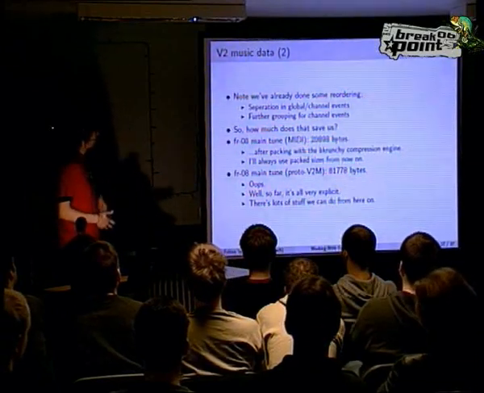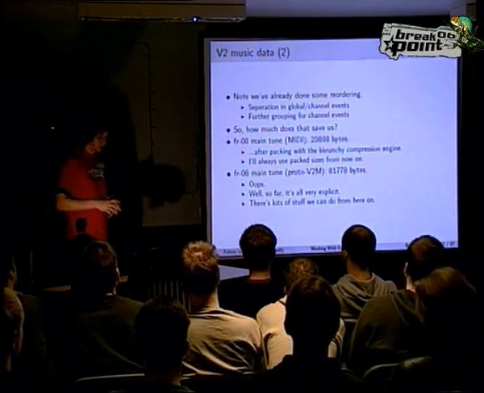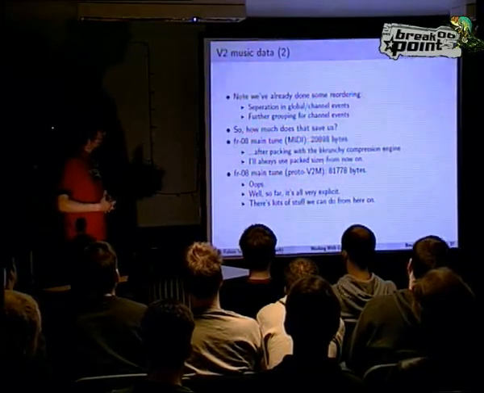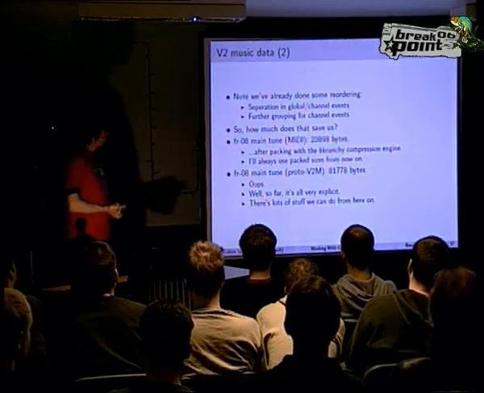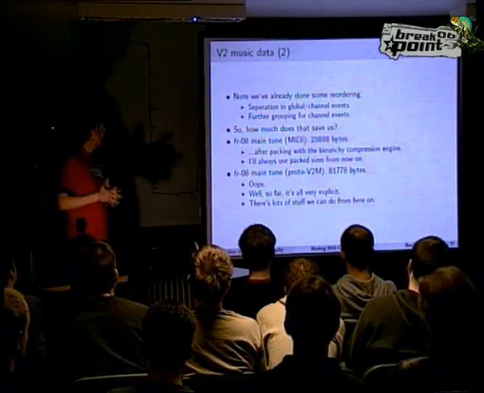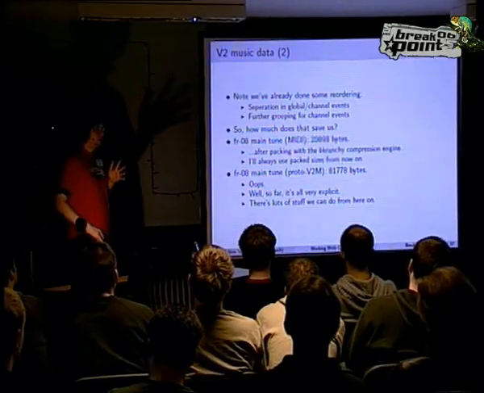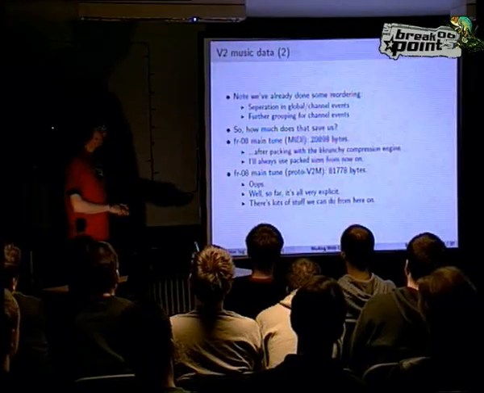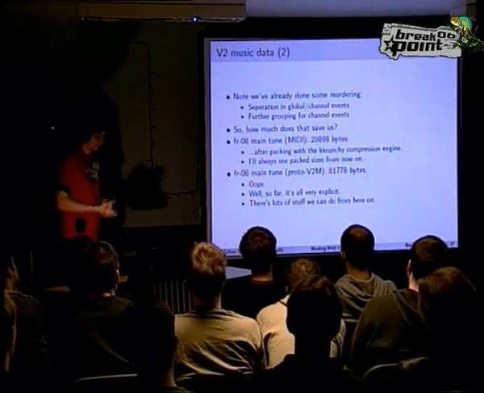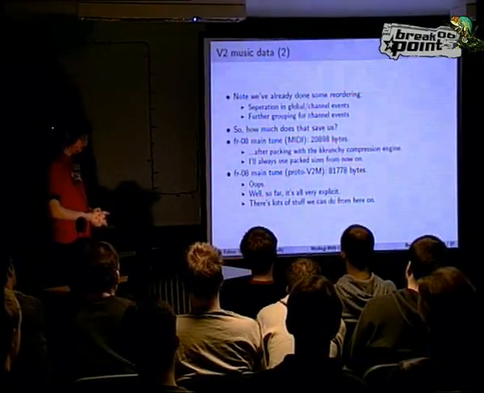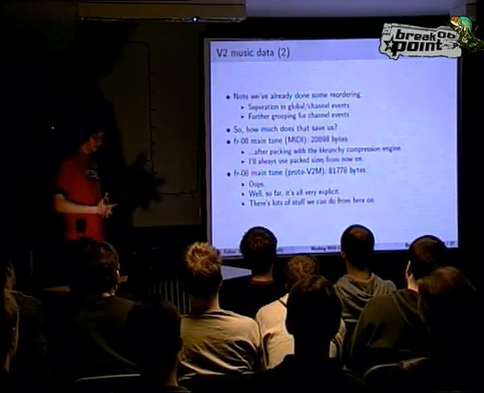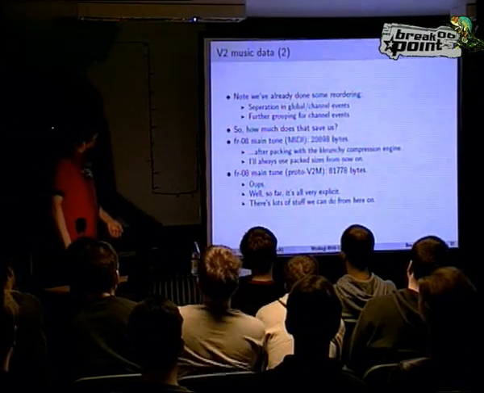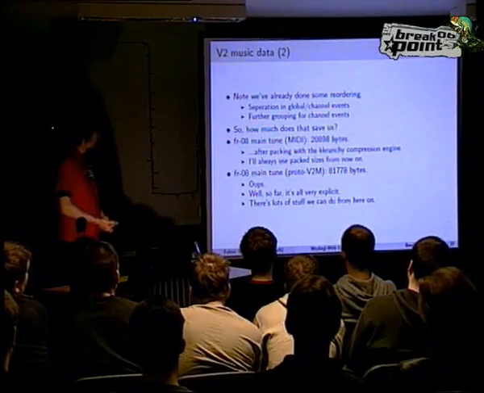The question would be how much it saves us. For the FR8 main tune in MIDI format, you have about 21 kilobytes after packing with the Crunchy compression engine. And I'll always use packed sizes from now on when I mention any specific size, because that's what's really relevant to us. We want to improve compression ratio, not the size of the original data before compression. And if you use this encoding I just mentioned, so basically a prototype V2M format, you land at about 82 kilobytes, which is not as good as we might have hoped.